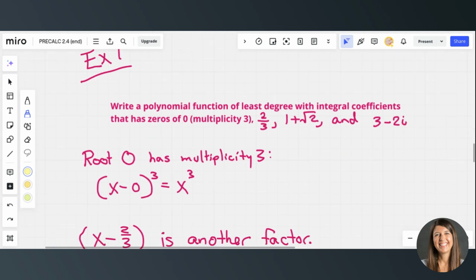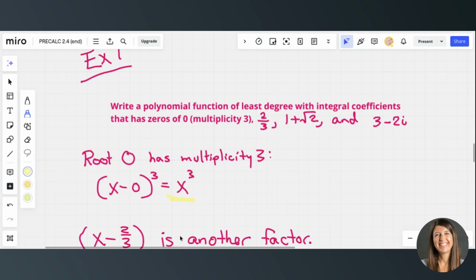All right, so we're writing a polynomial. We're coming up with a polynomial, and all we know are the zeros. We only know the roots. And some of them look like they're the irrational or complex roots. So we're going to be looking at the conjugates for those. So let's first look at 0 because that looks like it's going to be the easiest one over here. So root 0 has multiplicity 3. So that means x minus 0 is going to be a factor. And that's going to be cubed because it has multiplicity 3. So x to the 3rd power is going to be one of our factors.